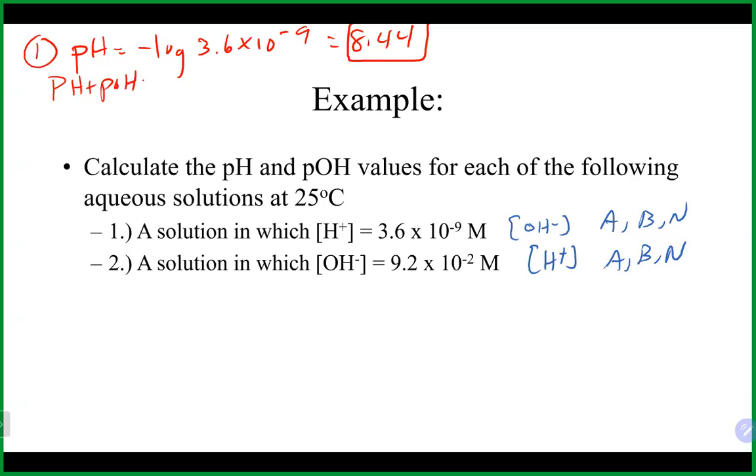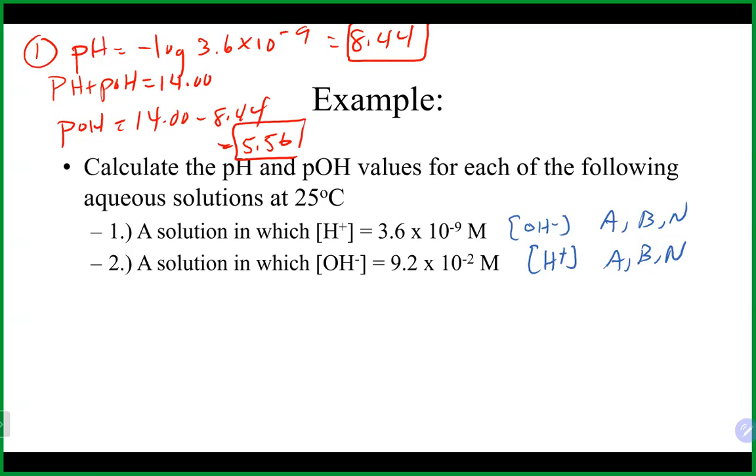Once I have the pH, I could use the relationship that we just saw that the pH plus the POH is equal to 14. That means that the POH here would be 14 minus 8.44. And that would get me a 5.56, I believe. At this point, again, I could go back to KW if I wanted the OH minus concentration, or I could use the other formula we just saw.